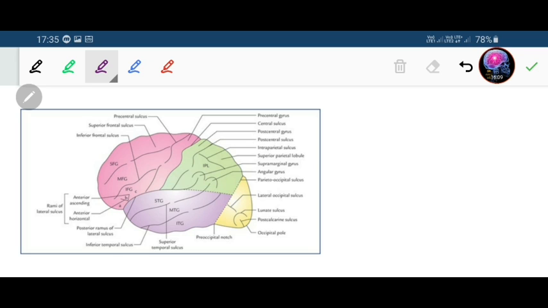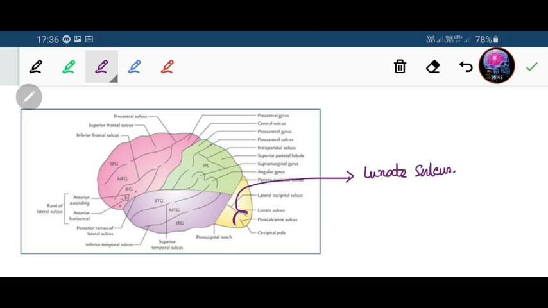The superolateral surface of the occipital lobe presents three short sulci: lunate sulcus, lateral occipital sulcus, and transverse occipital sulcus. First, the lunate sulcus. The lunate sulcus is a C-shaped sulcus with forward convexity just in front of the occipital pole.